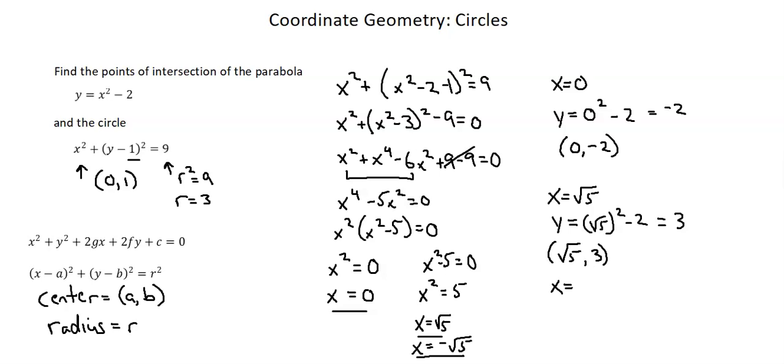And for x equals negative root 5, y equals negative root 5 squared, important to use brackets, minus 2. Here we also have a y value of 3. And our third point of intersection is negative square root 5, 3. We've identified 3 points of intersection of the parabola and the circle. This completes the requirements for our problem, and this completes the lesson on coordinate geometry circles.